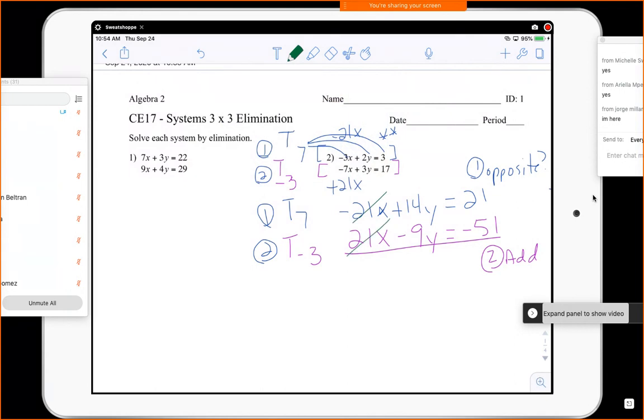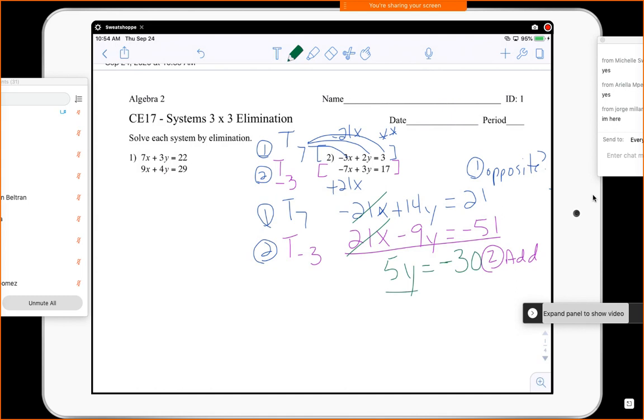A positive 14 and a negative 9. Different signs subtract. Keep the sign of 9. 10, 11, 12, 13. I get 5. Use your fingers. Please do. Okay, negative and a positive. I know it's negative. 51 minus 21. I think it's going to be 30. Negative 30. Last step, divide by 5.